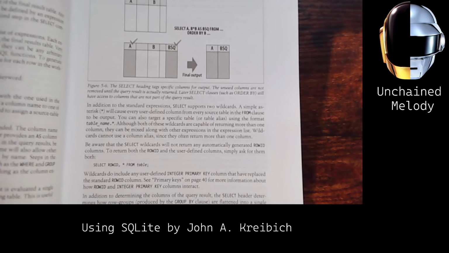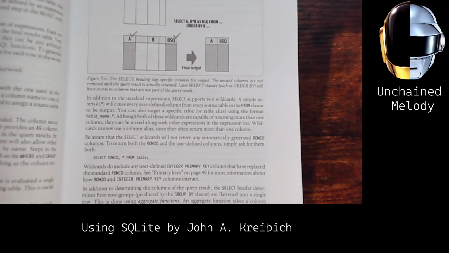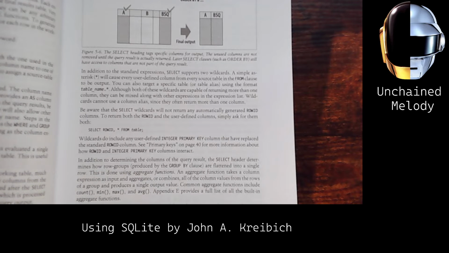In addition to the standard expressions, SELECT supports two wildcards. A simple asterisk will cause every user-defined column from every source table in the FROM clause to be output. You can target a specific table or table alias using the format table_name.*. Although both of these wildcards are capable of returning more than one column, they can be mixed along with the other expressions in the expression list.